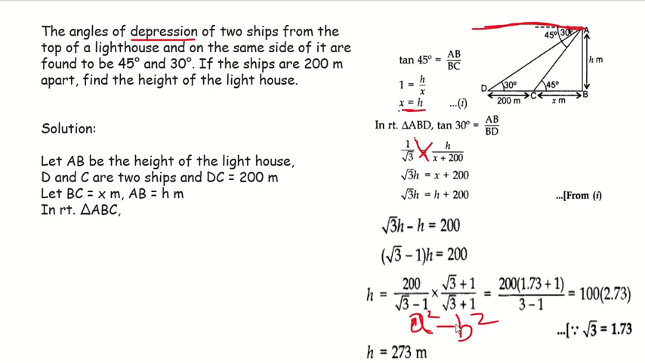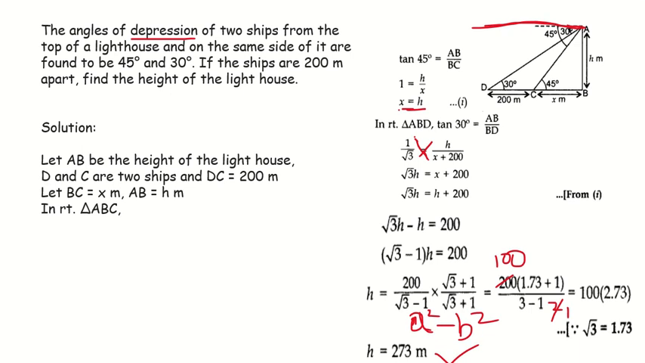The formula will be a squared minus b squared. So what is a here? Root 3 whole squared is 3 minus 1, which will be 2. This root 3 is nothing but 1.73 plus 1, which is 2.73. So it will be 100 into 2.73, which is nothing but 273 meters.